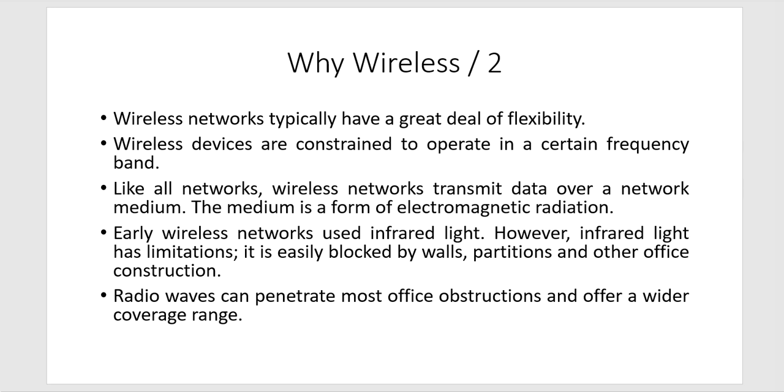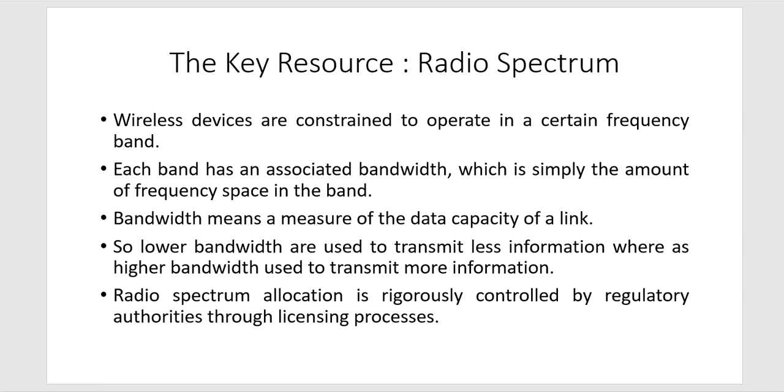Early wireless networks used infrared light. However, infrared light has limitations, many limitations. For example, if I'm transmitting light and a wall or a partition comes in between, it will not work. Radio waves can penetrate most office obstructions and offer wider coverage reach. This is the advantage.